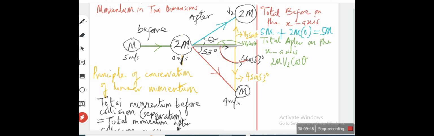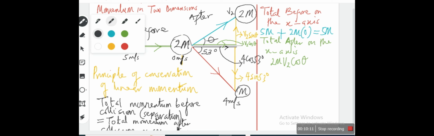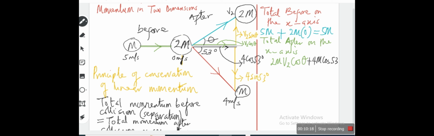What about this black one, which is also on the x-axis? It is 4 cos 53 is the velocity. Momentum is mass and velocity. What's the mass? m. So m times 4 cos 53, or 4m cos 53, so plus 4m cos 53 degrees.